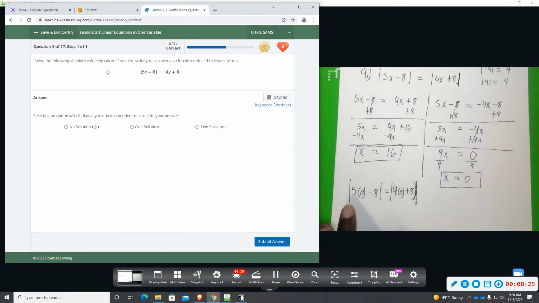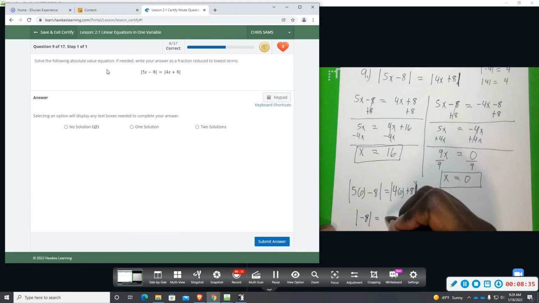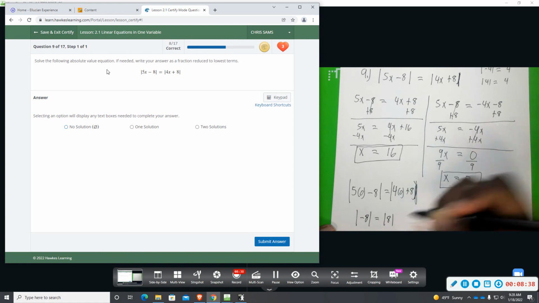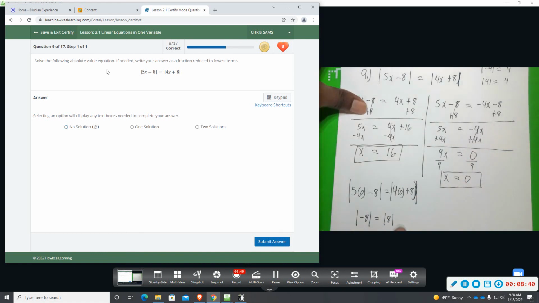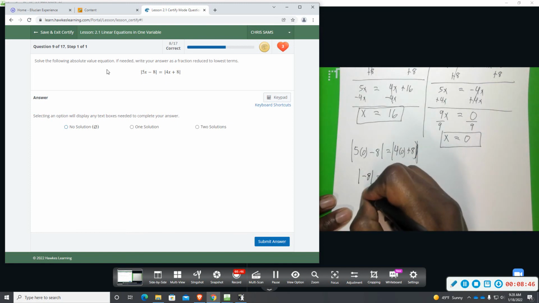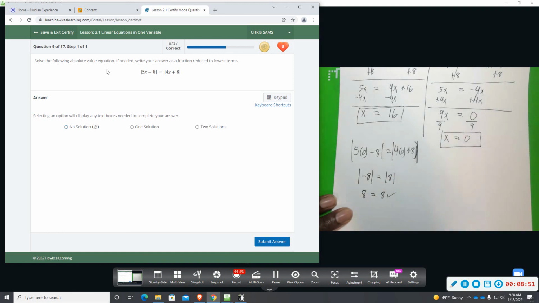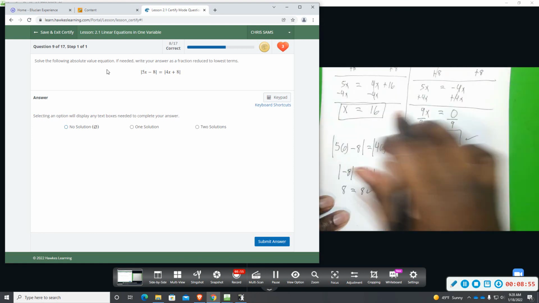Okay, so 5 times 0 is 0, minus 8 is going to give us the absolute value of negative 8. Over here, 4 times 0 is 0, plus 8 is going to give us the absolute value of 8. Okay, so right now they look different, but when you evaluate absolute value, what does absolute value do? It changes a negative to a positive. So this is just 8, and this is just 8. So 8 equals 8, so 0 works. That checks out. That's one solution. All right, let's try it with 16.